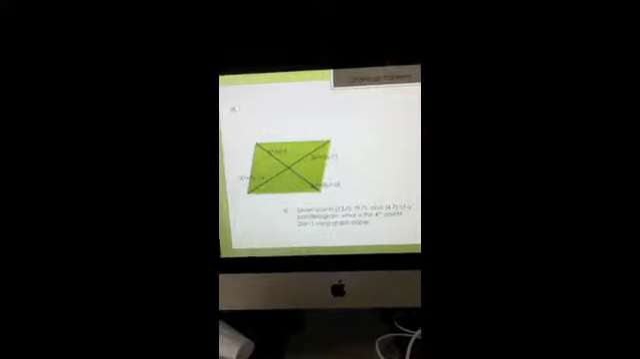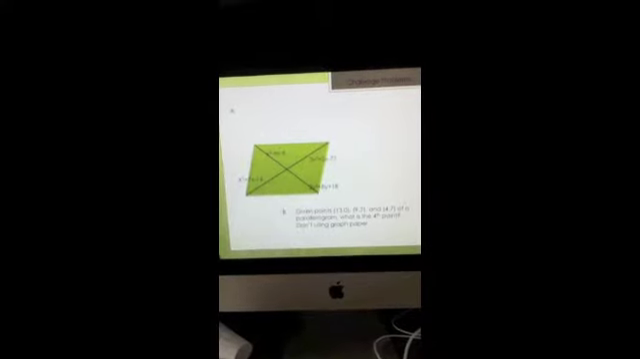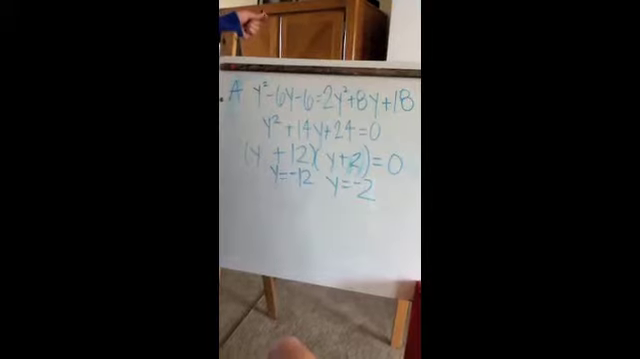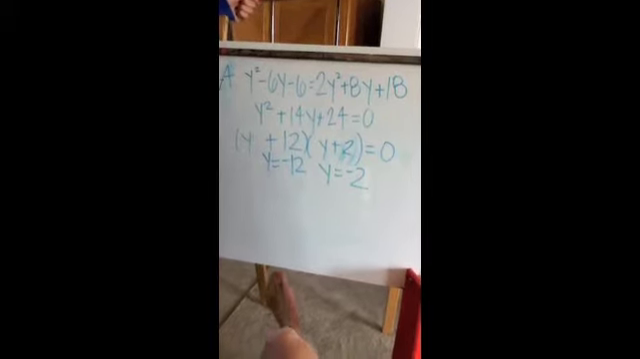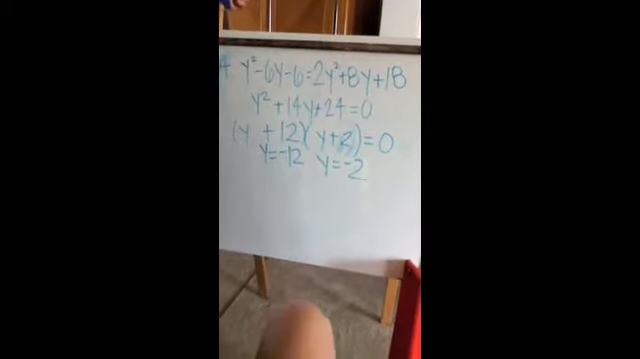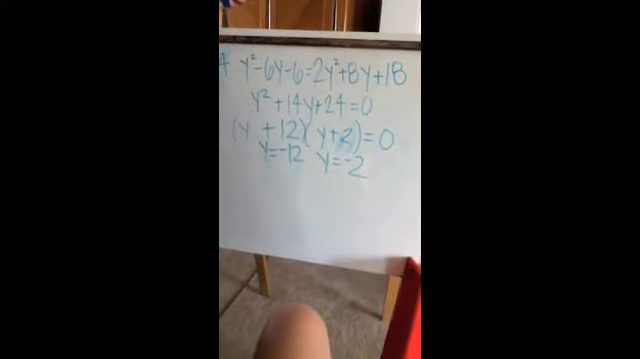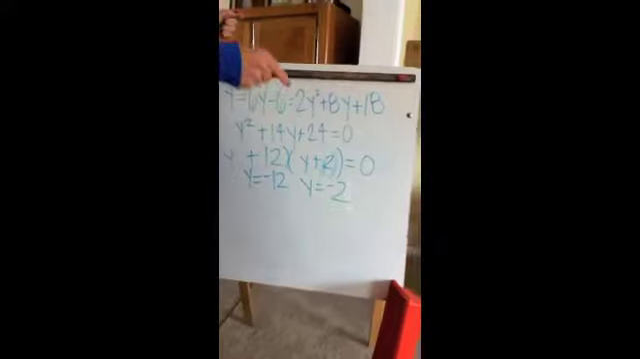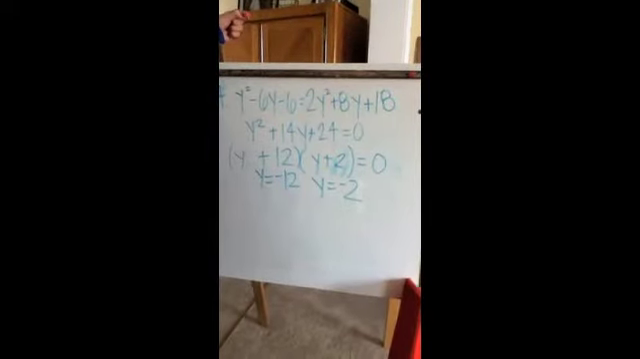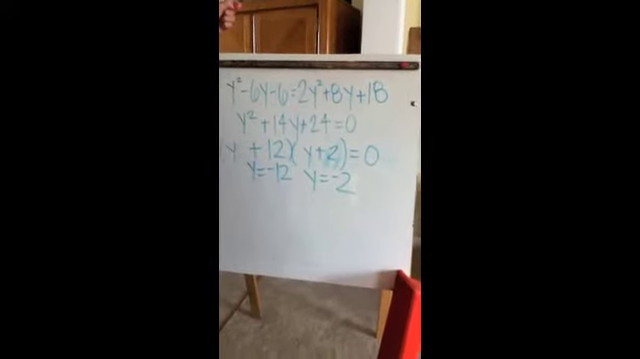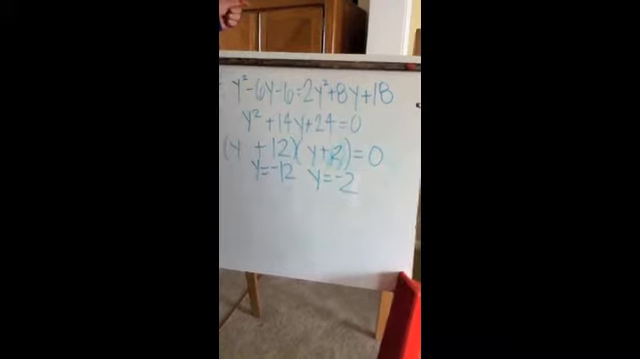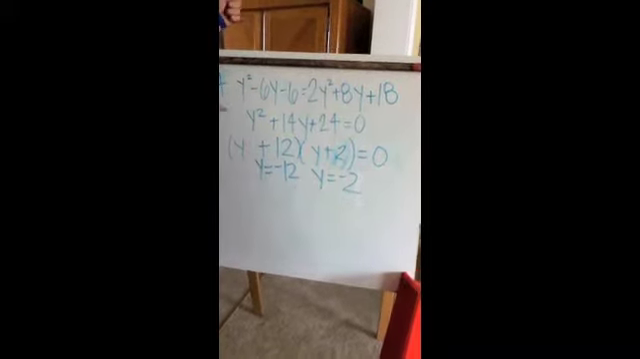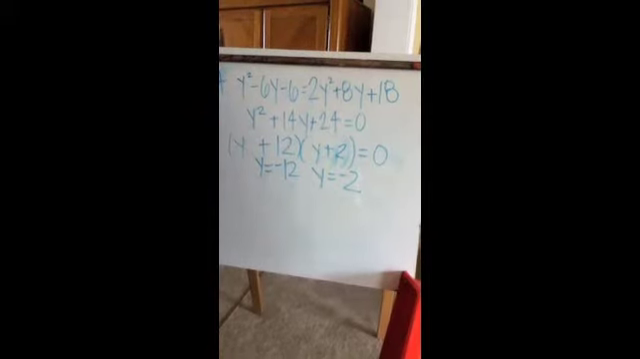These are the challenge problems. Take a minute to review them and try them with your partner. For A, you would set y squared minus 6y minus 6 equal to 2y squared plus 8y plus 18. And you would get y squared plus 14y plus 24 equals 0. And you'd factor that to get y plus 12 times y plus 2 equals 0, to get a final answer of y equals -12 and y equals -2.